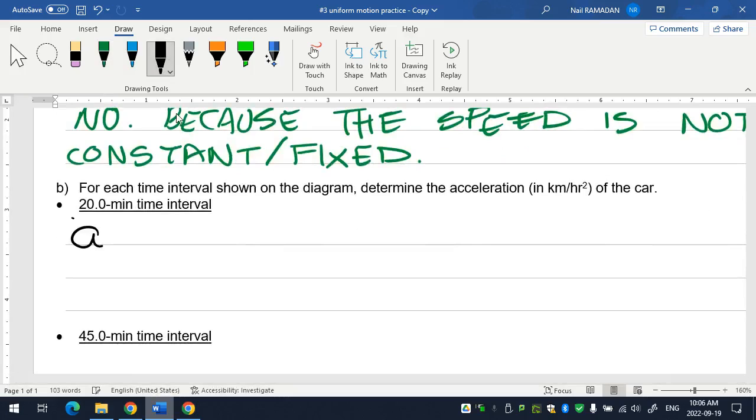A average equals, as you said, VF subtract VI divided by what? Change in time, or delta t, equals. All right.